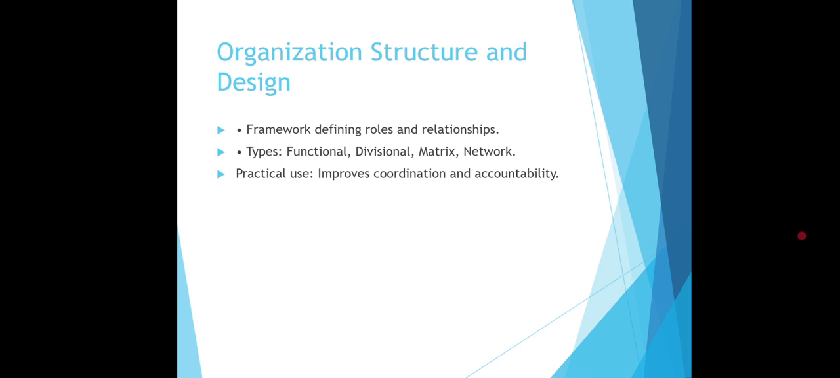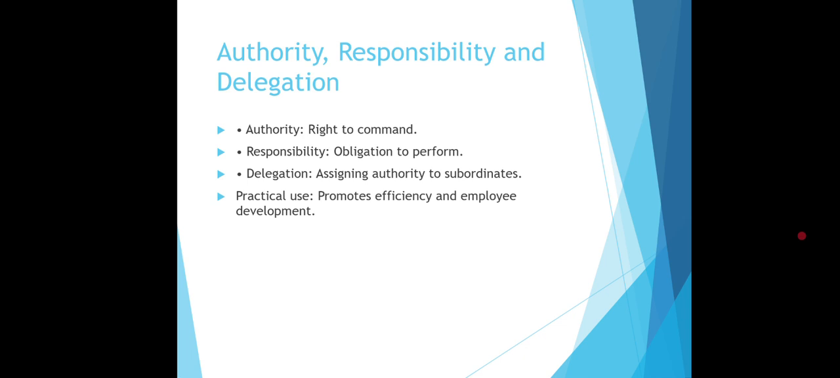Next we have functional structure. It is basically based on specialization, like HR, finance, marketing, and other departments like sales. Next structure we have matrix structure. So basically it is a dual authority, for example project based companies. Next we have divisional structure. It is based on product like HUL and P&G. Okay, so these are the types of organization structure and design.